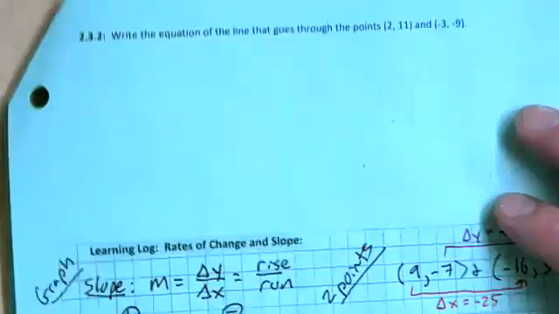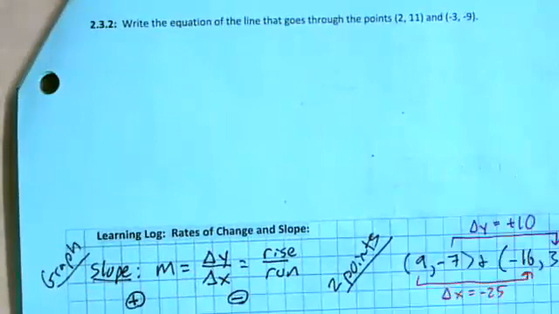All right, so this is one of those ones where they give us 2 points. So there's a process to this. We basically need to do two things. We need a slope and a y-intercept. And I'm going to find the slope first.